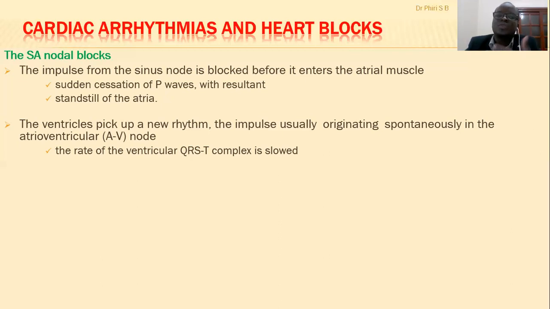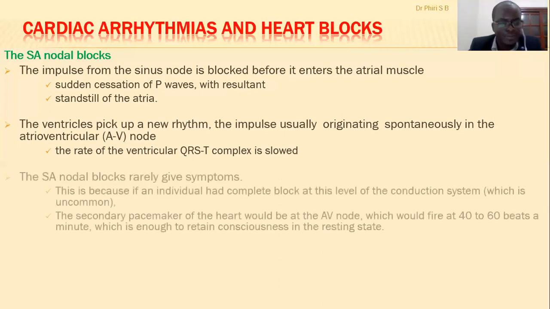So they will start producing their own action potentials at the rate of 40 to 60 action potentials per minute. So it will bring about bradycardia, because the heart rate will reduce as these action potentials are now coming from the AV node and not from the SA node. So the rate of the ventricular QRST complex is going to be slowed down. That will bring about bradycardia.